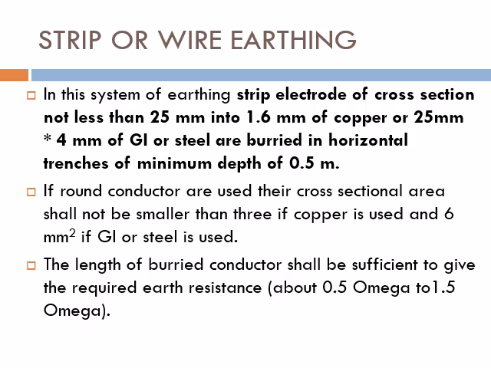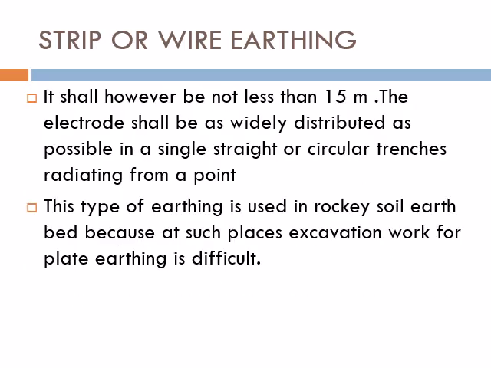If round conductors are used, their cross sectional area shall not be smaller than 3 mm square if copper is used, and 3 mm square if galvanized iron or steel is used. The length of the buried conductor shall be sufficient to give the required earth resistance, that is about 0.5 ohm to 1.5 ohm. It shall however be not less than 15 meters, and the electrode shall be as widely distributed as possible in single straight or circular trenches radiating from a point.